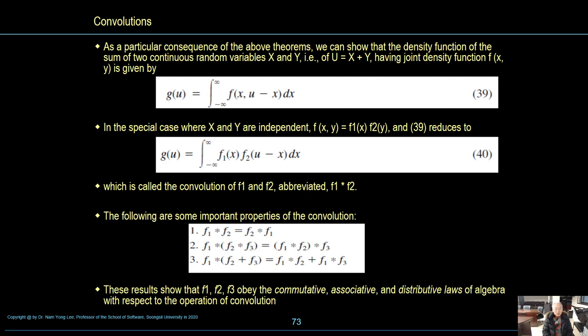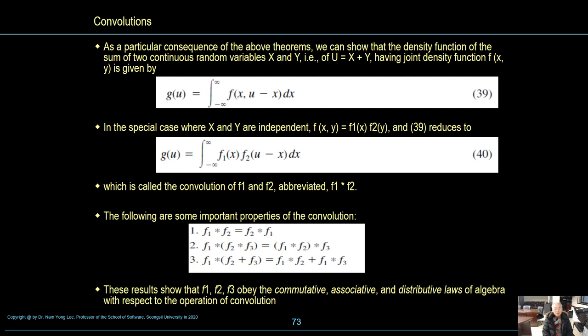In the special case where X and Y are independent, f(x,y) equal f1(x) multiplied by f2(y), and the formula 39 reduces to g(u) equal the integral of f1(x) f2(u minus x) dx, which is called the convolution of f1 and f2, abbreviated f1 star f2. Star means multiplication.